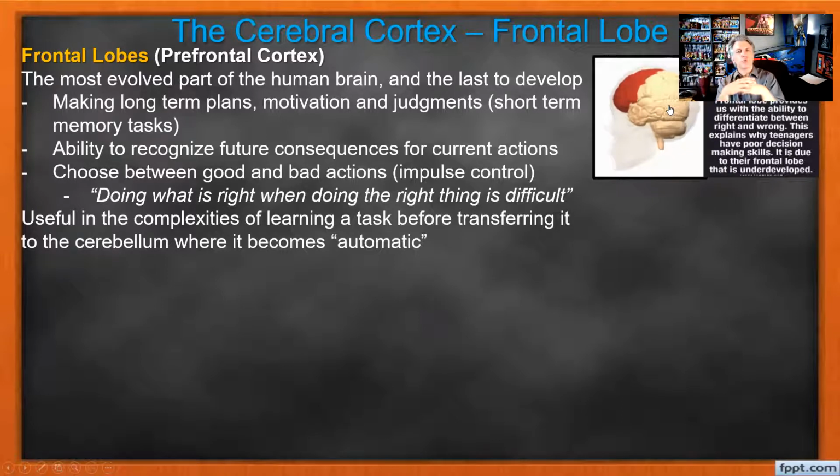This is our ability to recognize future consequences. This is our ability to go, how will my actions impact others? It's choosing between good and bad actions. It's impulse control. It's doing what's right when the right thing is difficult to do. When you get to the end of the day as a teenager and you think to yourself, why did I do that? Because you don't have a frontal lobe.